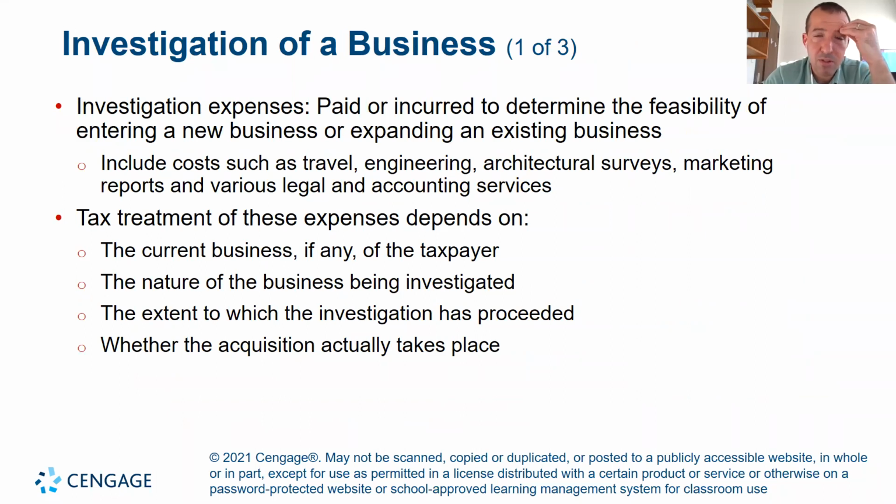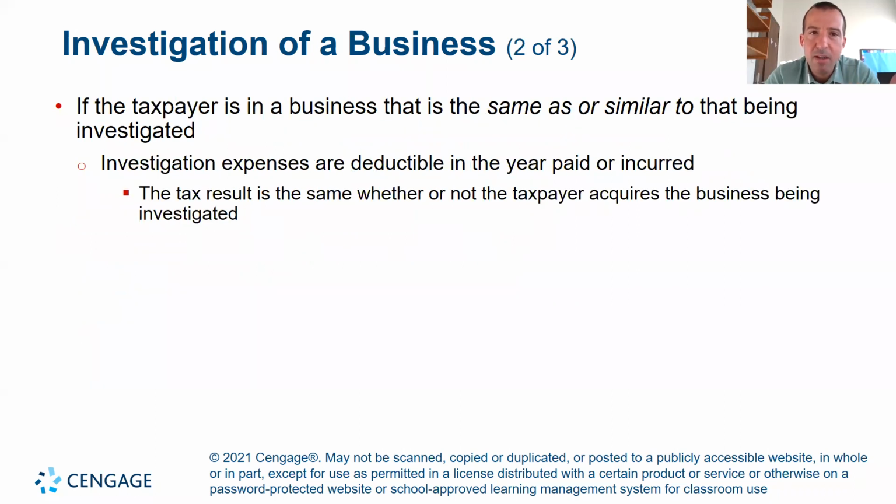Lastly, because this will be on the homework, there is a section on the investigation of a business. So an investigation of a business is amounts paid or incurred to determine the feasibility of entering into a new business, such as travel, engineering, architectural surveys, legal and accounting services. The tax treatment of these expenses depends on the current business, the nature, and the extent to which the investigation has proceeded. If the taxpayer is in a business that is the same or similar to that being investigated, then the investigation expenses are deductible in the year paid or incurred. So you can deduct those expenses if it's similar.